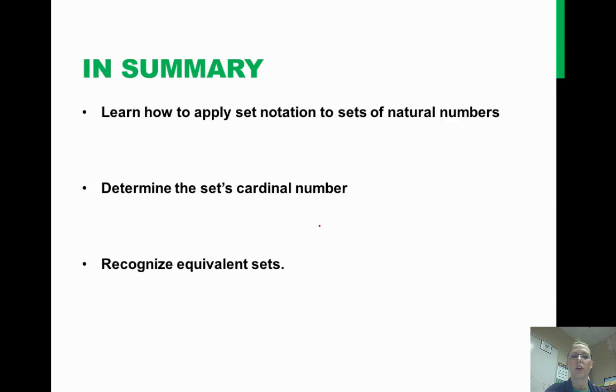So in summary, you learned how to apply set notations with natural numbers. We determined the set's cardinal number, or the number of elements in the set. We talked about infinite and finite sets. And we recognized equivalent versus equal sets. Remember, equivalent is the number of elements, and equal have the same exact elements. This concludes this video.